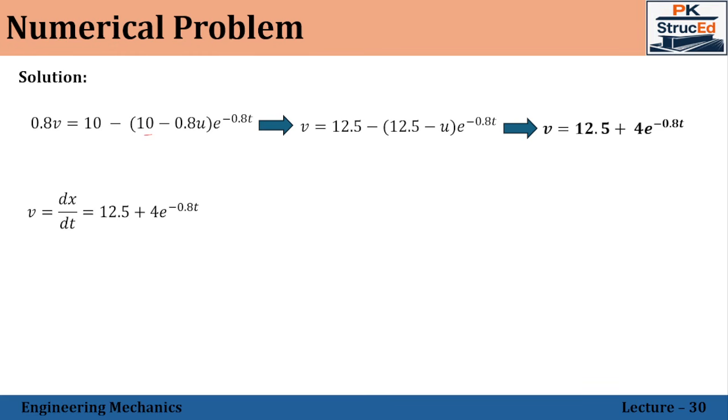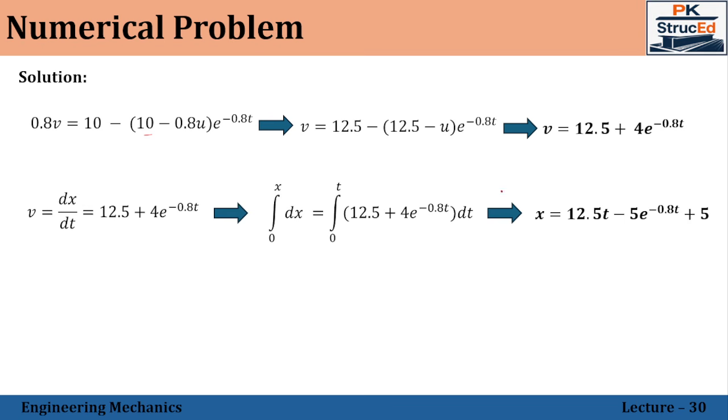So v is equal to dx by dt. Again, bringing the dt to one side and x to the other side, we will have dx equal to (12.5 plus 4 e power minus 0.8 t) into dt, and integrating with the limits 0 to x and 0 to t, the left side becomes x, whereas the right side becomes 12.5 t plus 4 e power minus 0.8 t, with the integration playing a role.